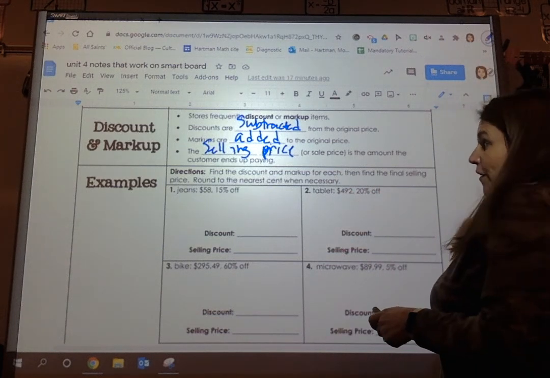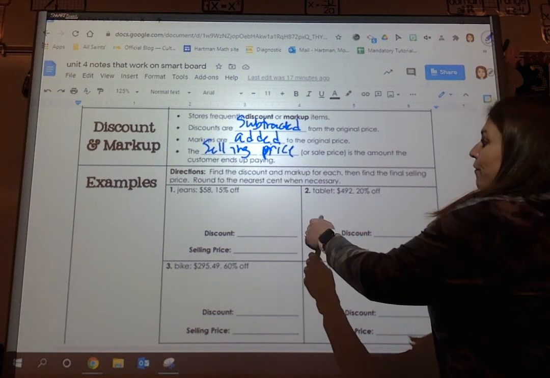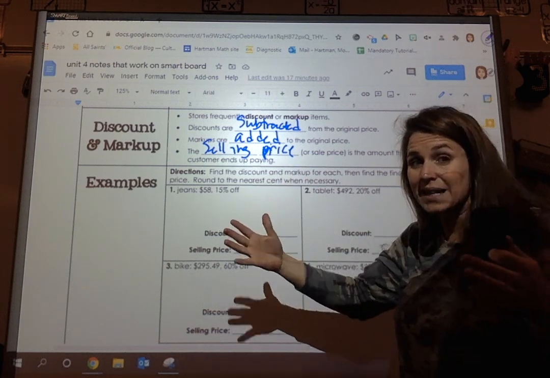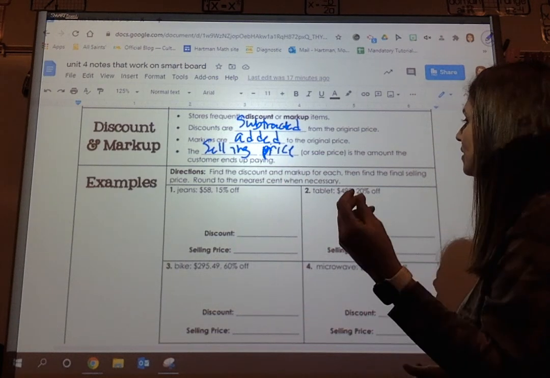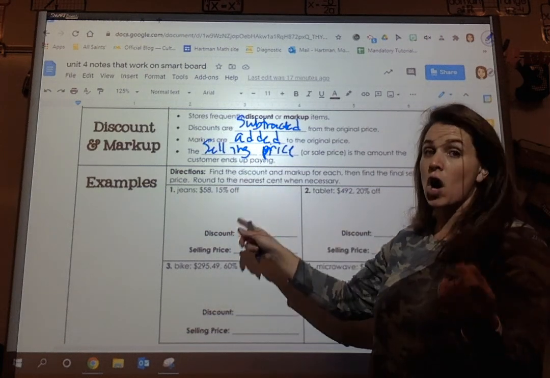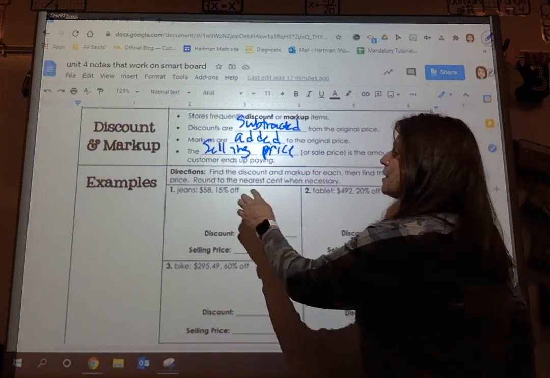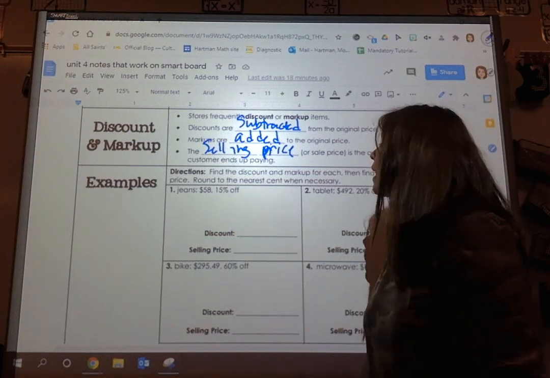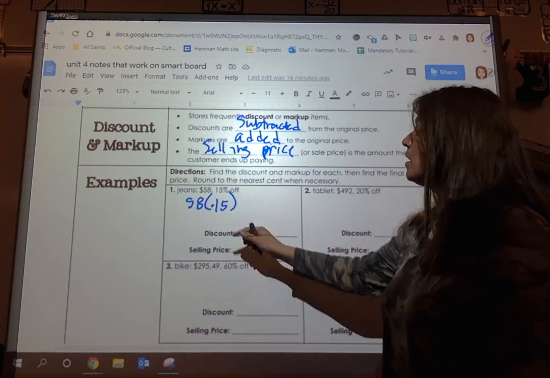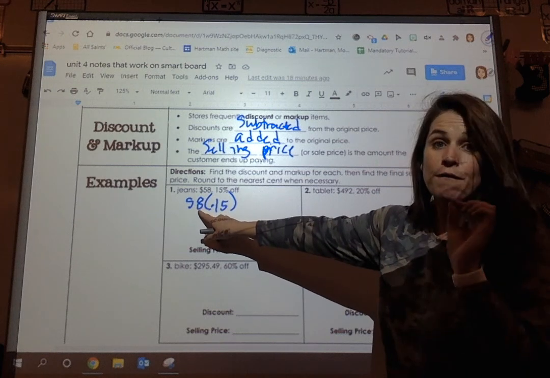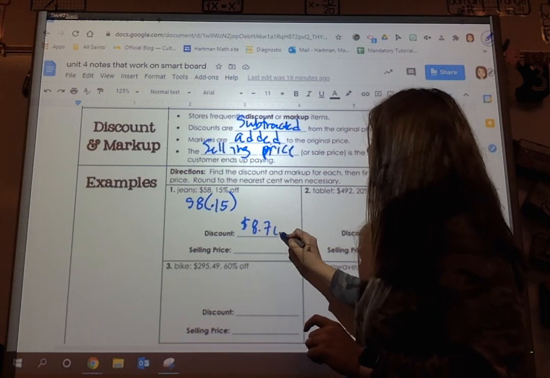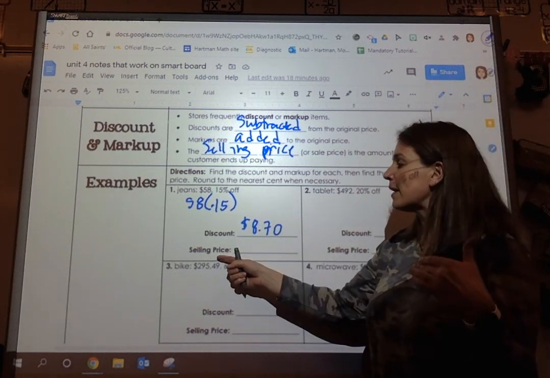So if I want to find the discount and markup for each of these, I'm going to find the selling price, and then we always round to the nearest cent because that's money. So we're rounding to the nearest hundredth. That's the cents piece. So if jeans are $58 and they're 15% off, so first of all, we have to find what is 15% of 58. So that means I'm going to multiply 58 times 0.15, okay? So 15% of $58 is $8.70.